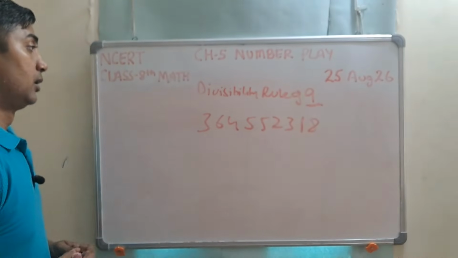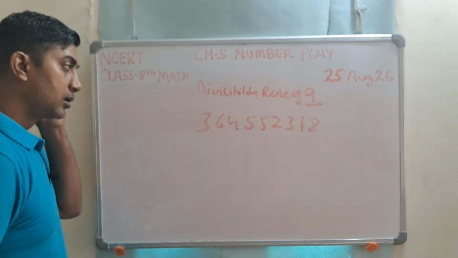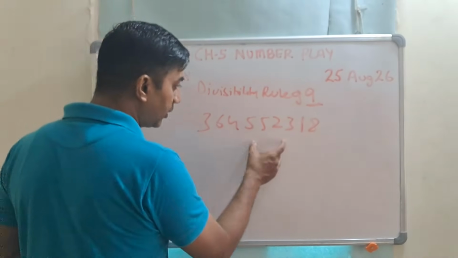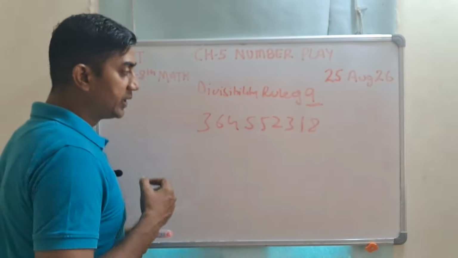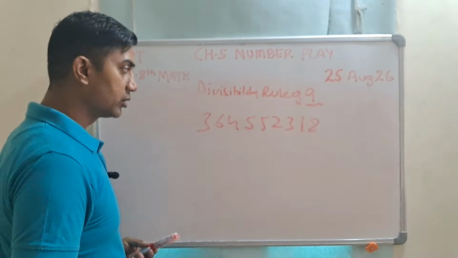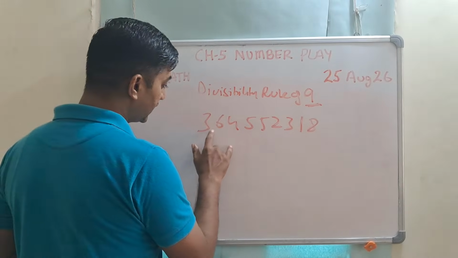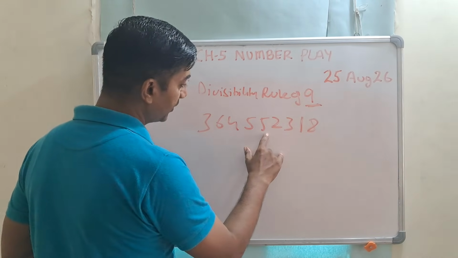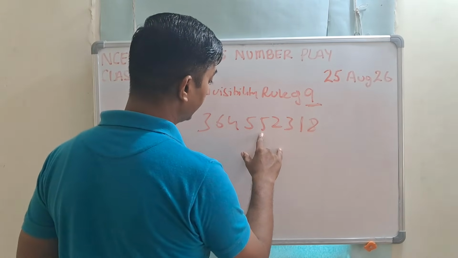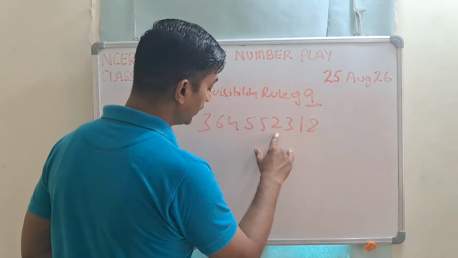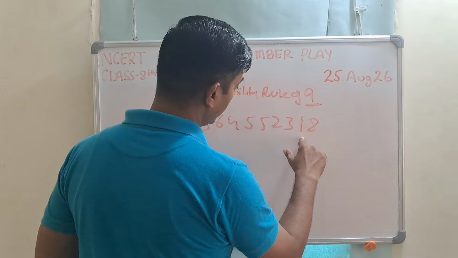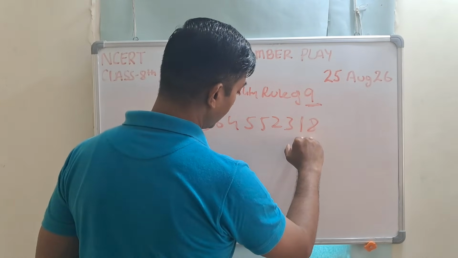So how did this rule evolve, that if the sum of the digits is divisible by 9, then the number is also divisible by 9? Means 6 plus 3 is 9, 4 plus 9 is 13, 18, plus 5, 23, 25, 28, 29, and 29 plus 8.